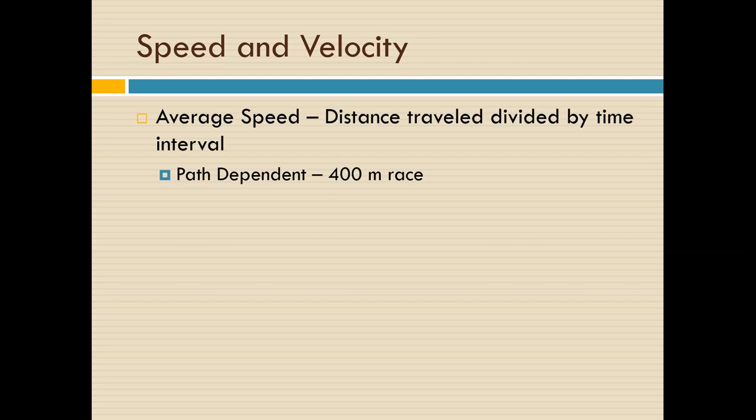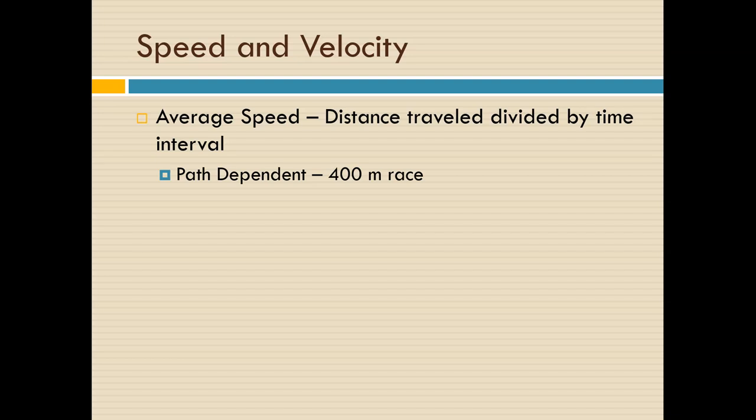Here are my definitions. Average speed is defined as the distance that is traveled divided by the time interval. How far did you travel along your path divided by how long it took for you to travel that path? So that's where we get the times for the mile on the track, the times for the marathon, the time for the 50-kilometer walk. Path dependent, the actual distance, or rather the distance you moved. Okay? So far, so good?